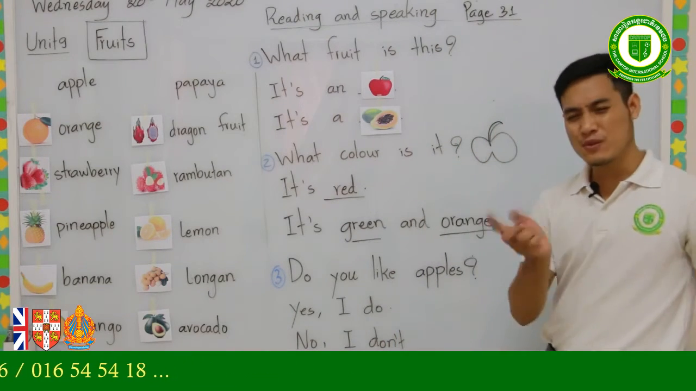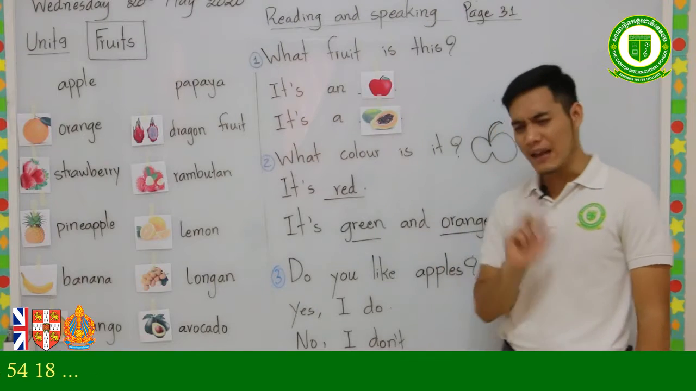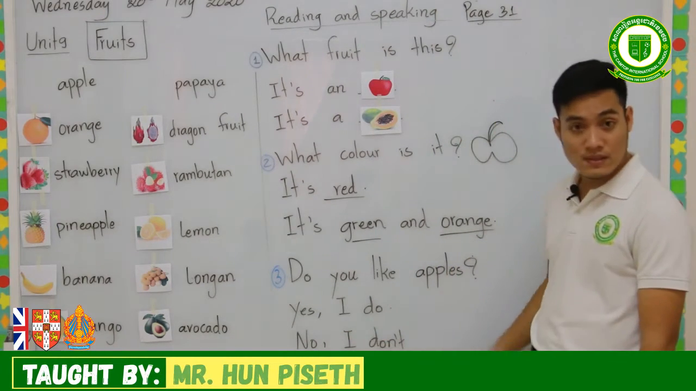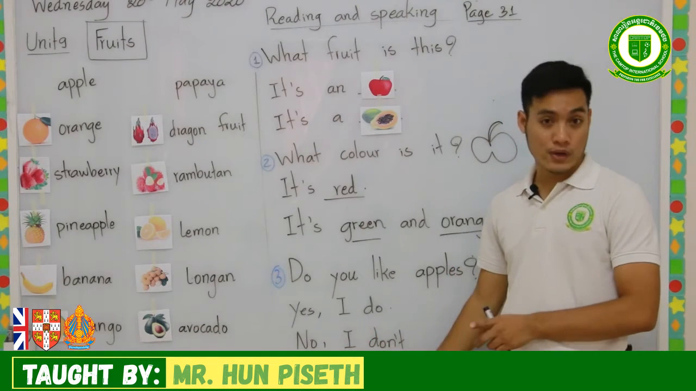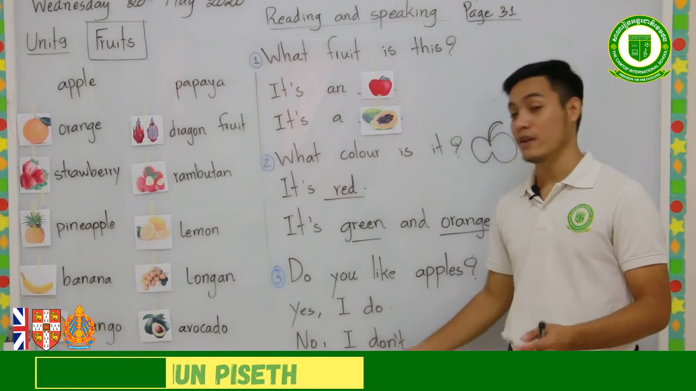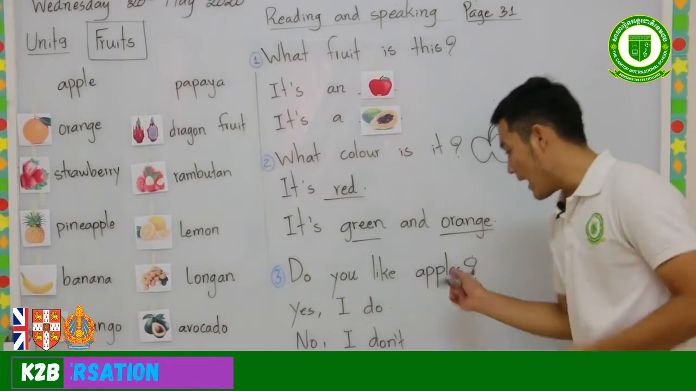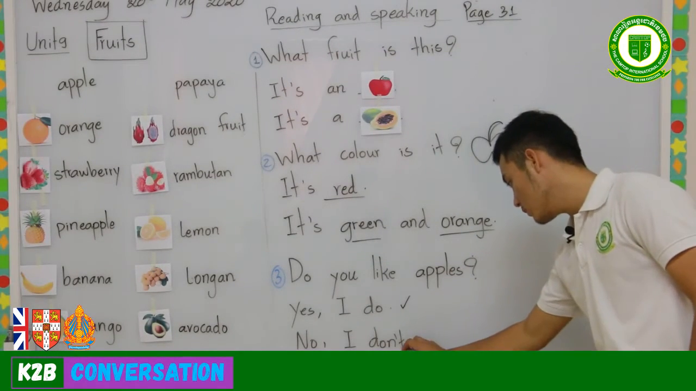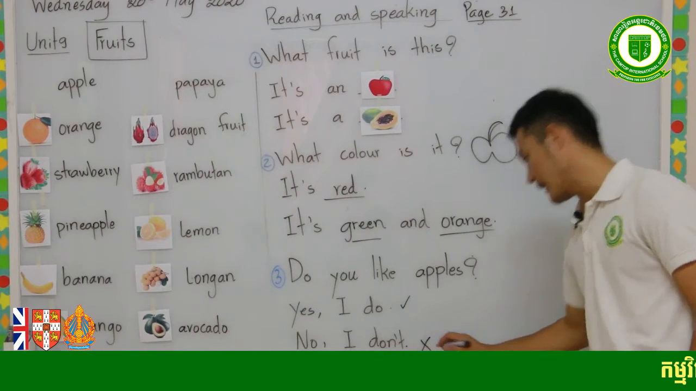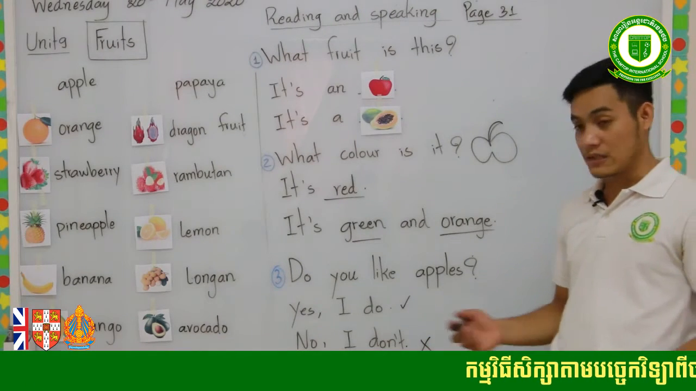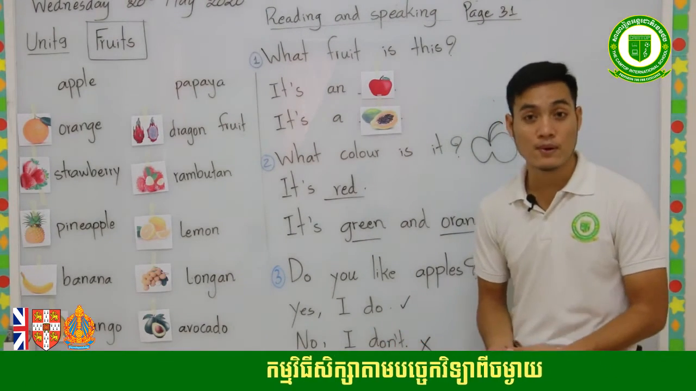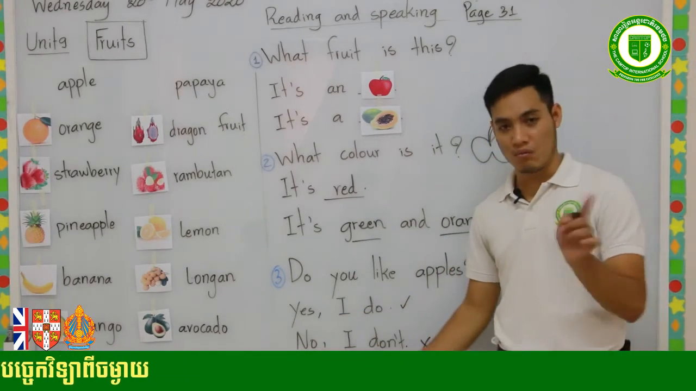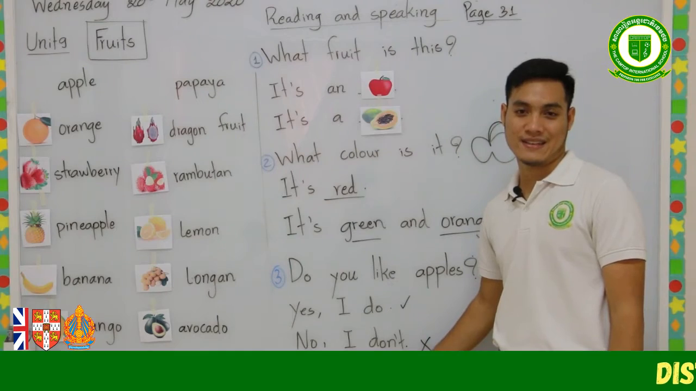Good. But if you say no, how do you say it? Do you like apples? No, I don't. So I put this one, it means that you like. This one, you don't like. So if I ask you, do you like apples? Yes, I do. No, I don't.